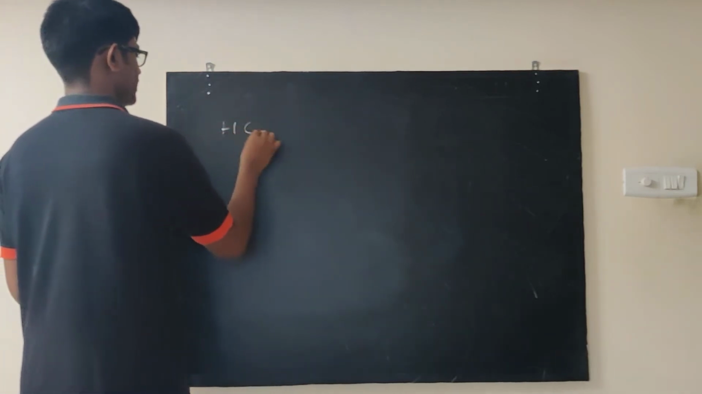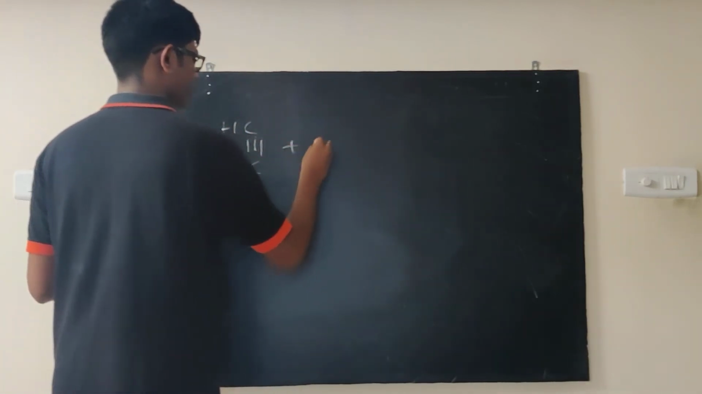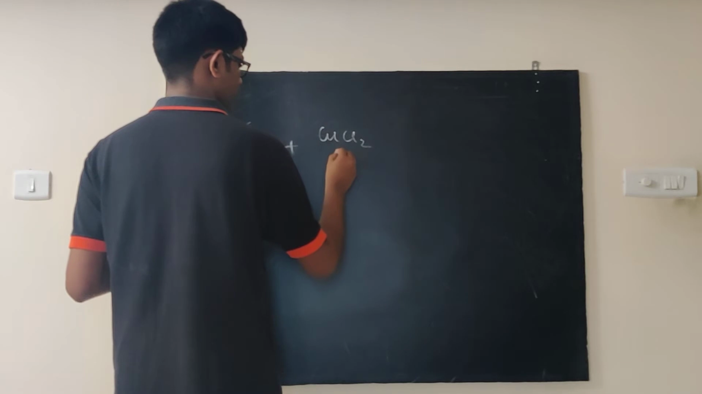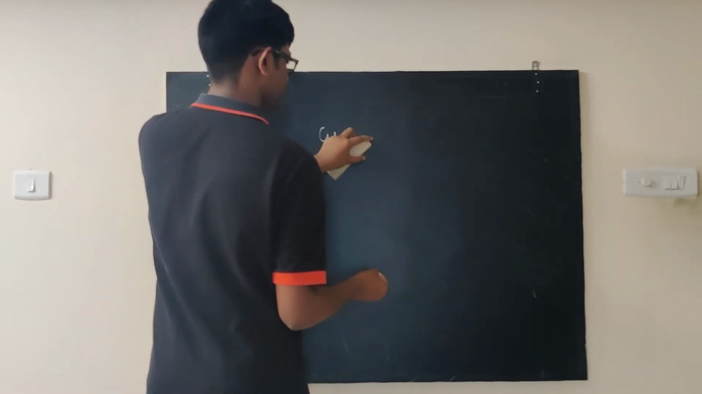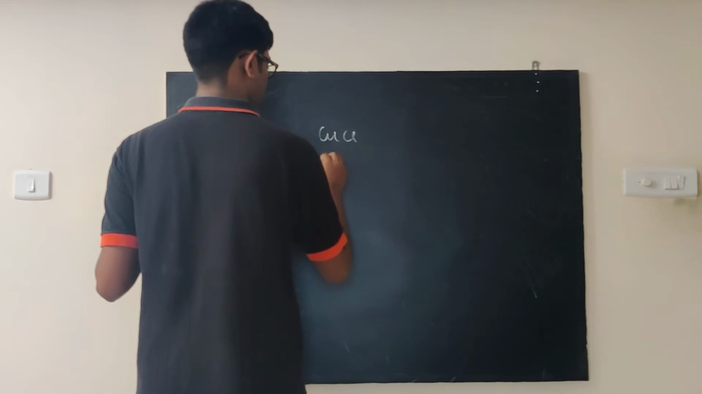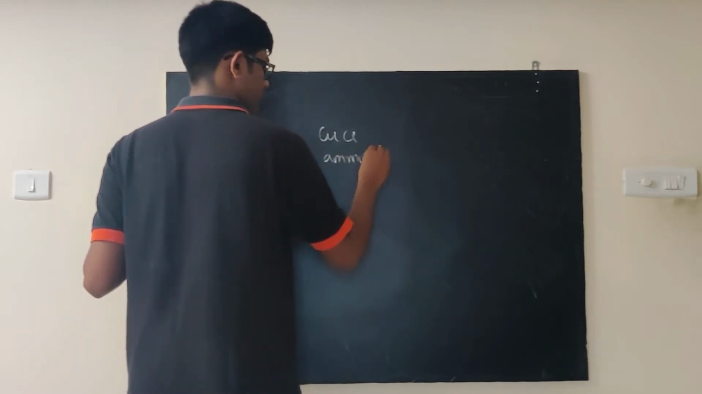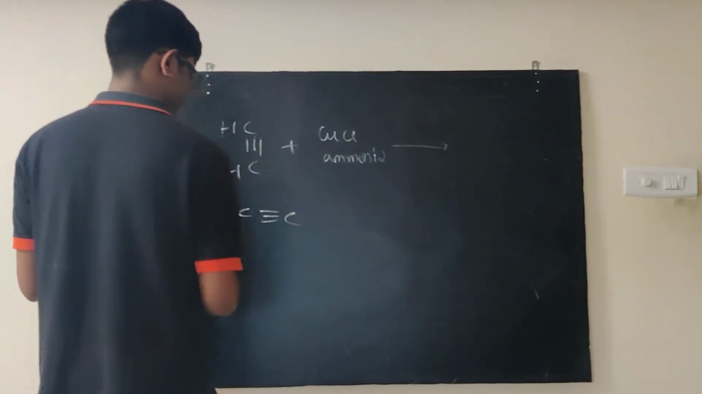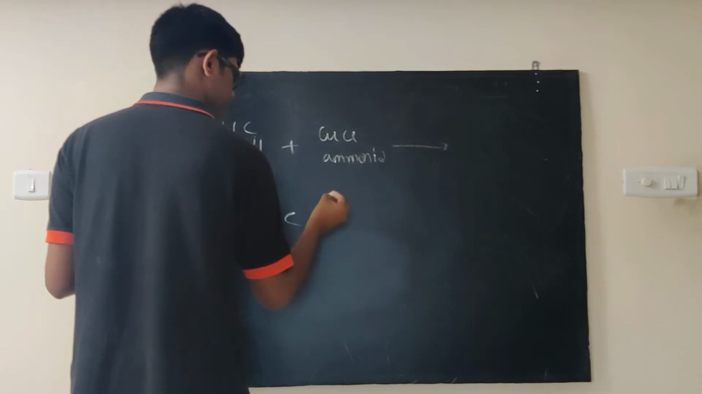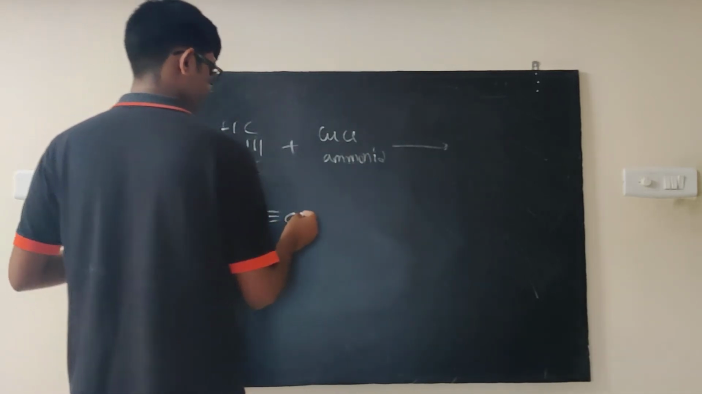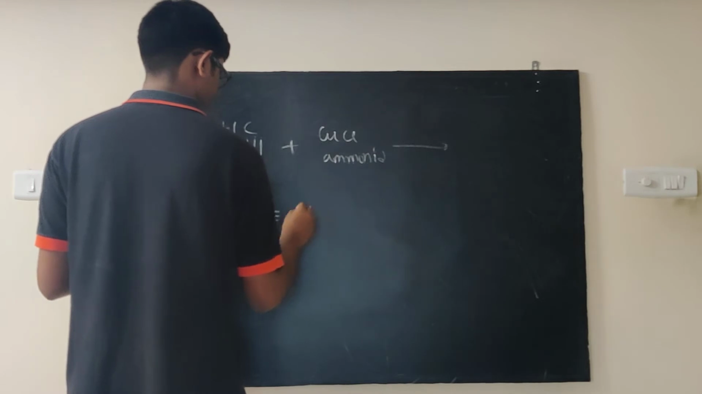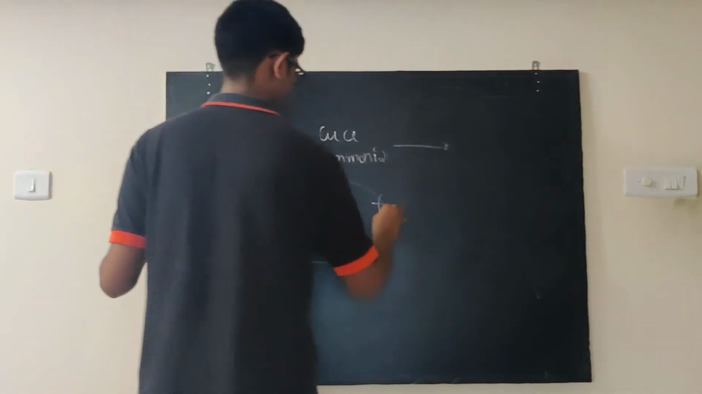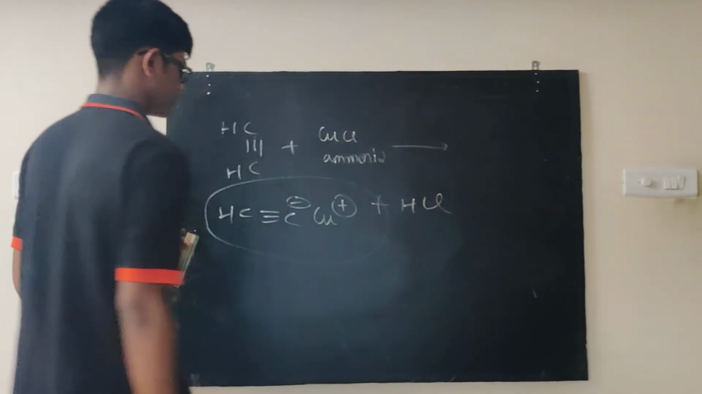The reaction was this. Ethyne plus ammoniacal cuprous chloride solution, for example, cuprous chloride. Cuprous is CuCl. Cuprous chloride solution, ammoniacal, which means basically you will dissolve it in ammonium hydroxide. What does this give me? This gives me C triple bond C, so you get copper acetylide, so Cu plus and Cu minus, plus HCl. So this is basically copper acetylide.